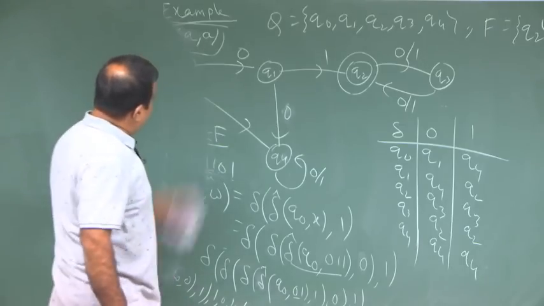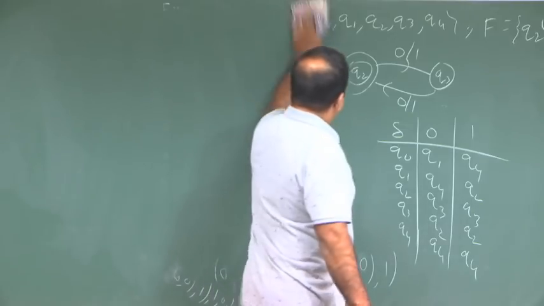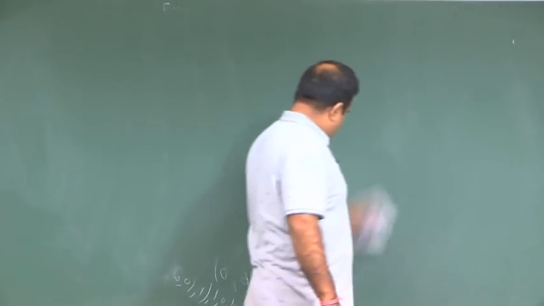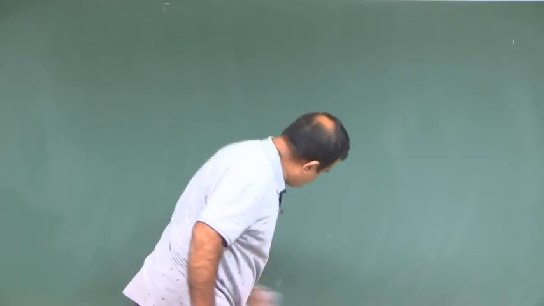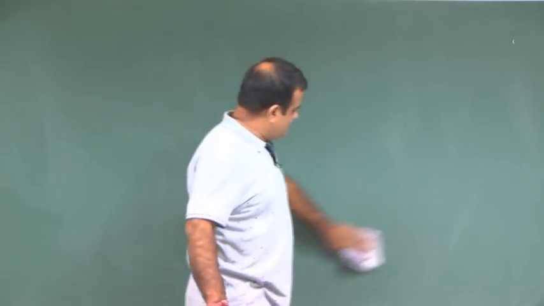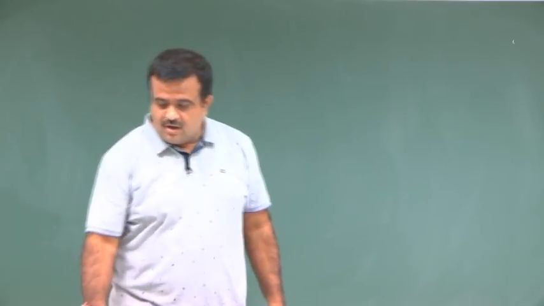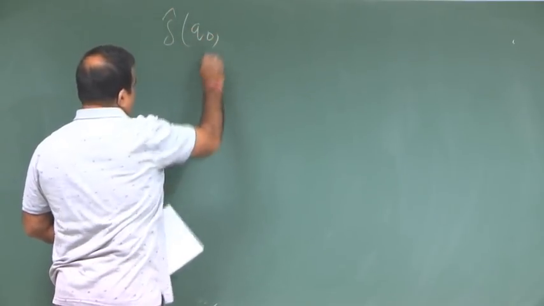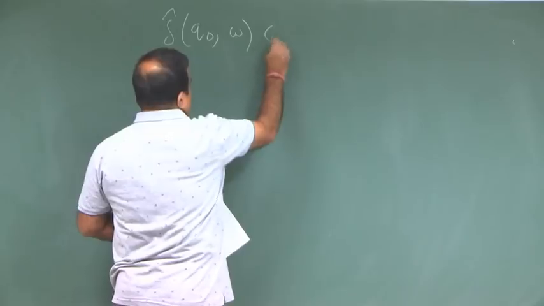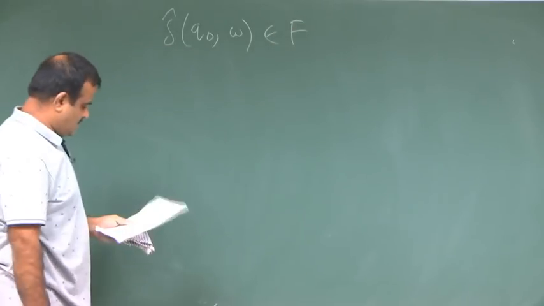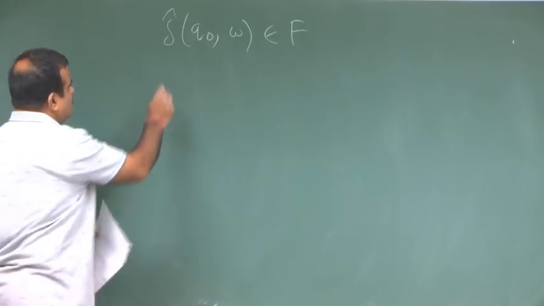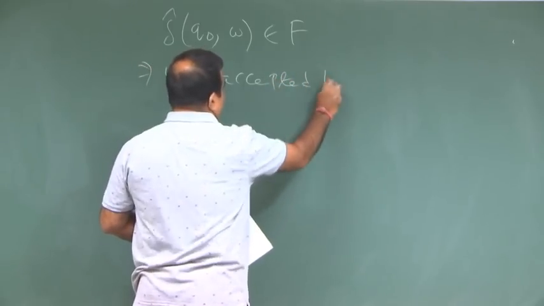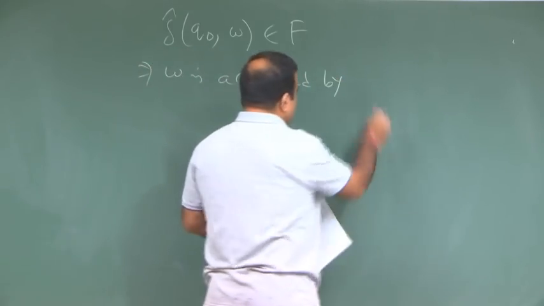Now we define the language of a deterministic finite automaton. Such a string which takes us to the accepted state, if we put it into a set, a bag, that bag is called the language of the DFA. So, if delta hat of q0 comma w belongs to F, the final states, then we say w is accepted by the DFA.